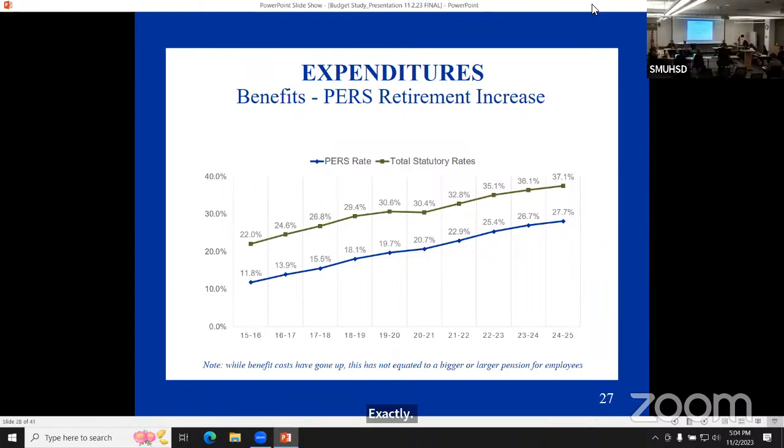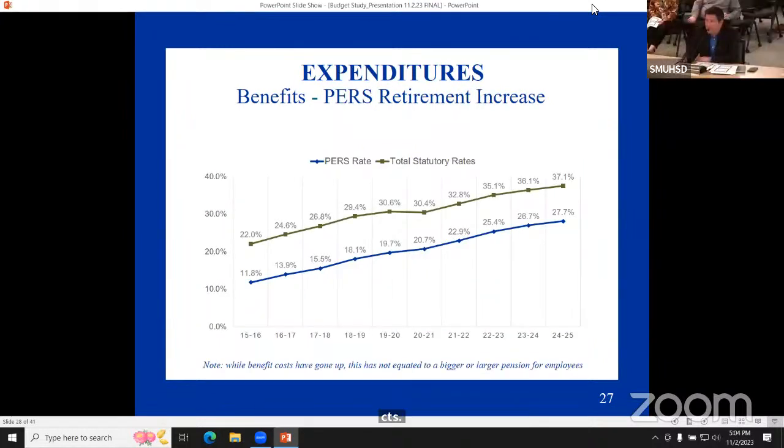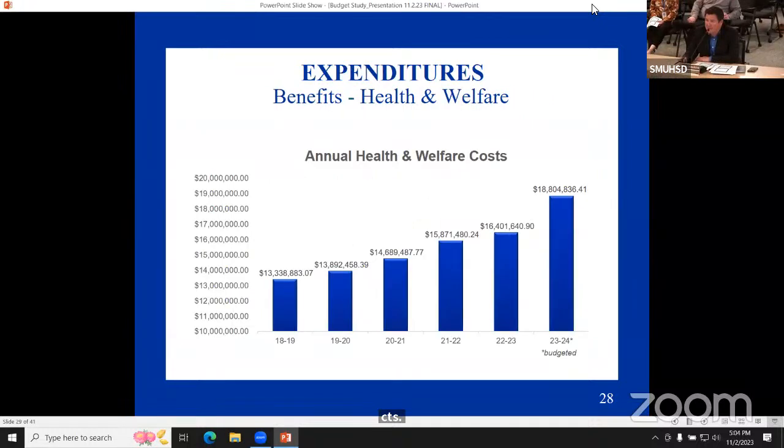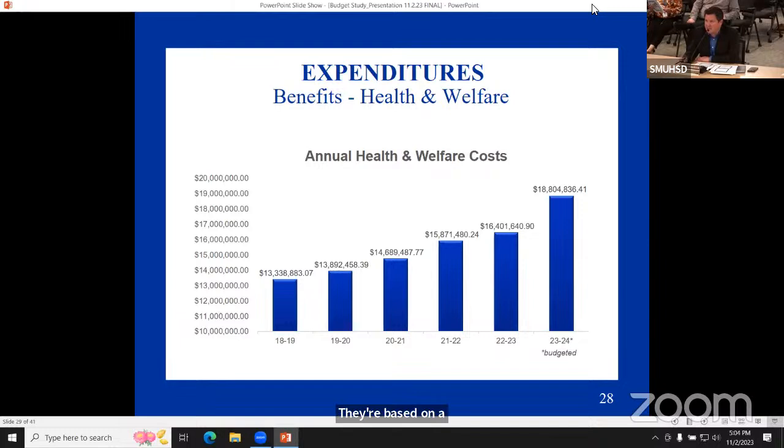It's really important to look at the all-in average cost of an employee. It's important to look at the all-in total cost of an employee. So health and welfare benefits, as I noted, aren't driven as a percentage of salary. They're based on a tiered cap that's negotiated with our labor partners. But as this chart shows you over the last 5 years, with COVID and some of the increases in inflation, we've seen a very large increase of over $5 million in our health and welfare costs, including, I think it was a 15% increase to our health and welfare costs this year.